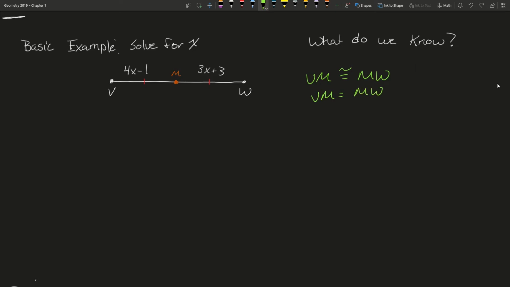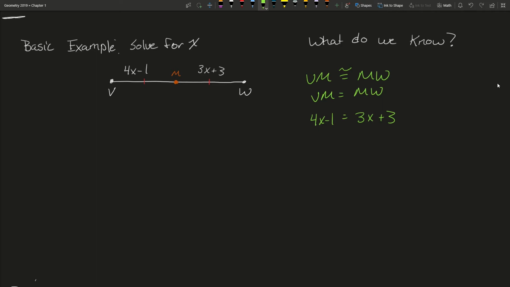So from there, we can just substitute. The length of VM is 4x minus 1, and that is equal to the length of MW, which is 3x plus 3. From here, we just need to solve this equation. So the first thing I want to do is to get all the variables to the left, and then I will get all the constants to the right.